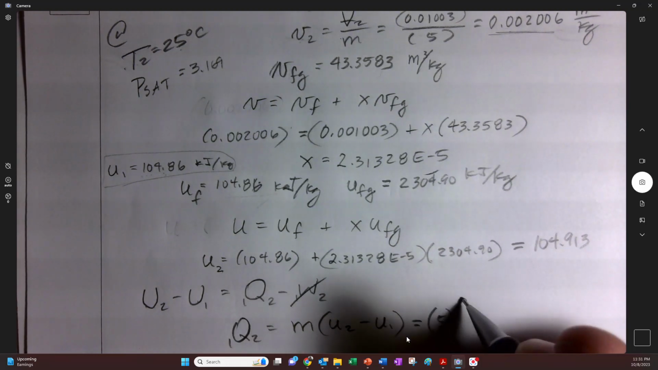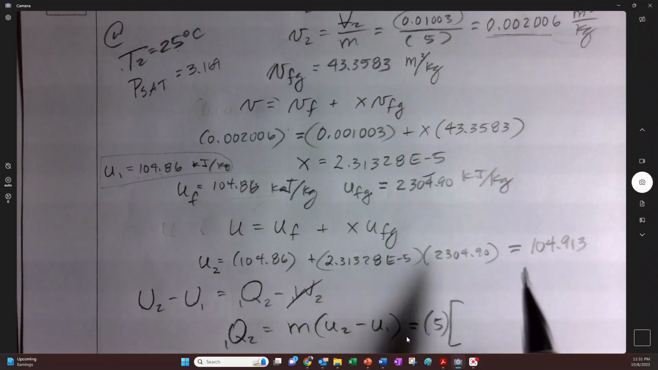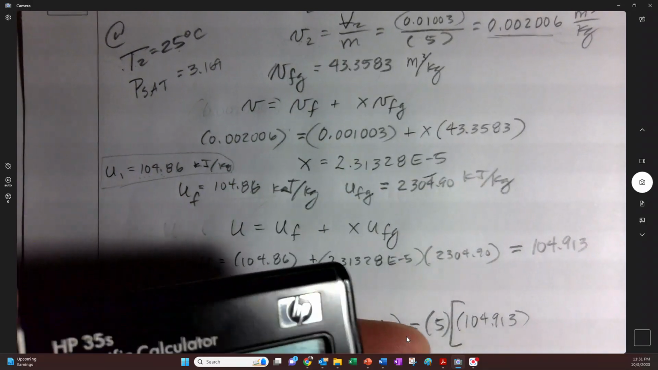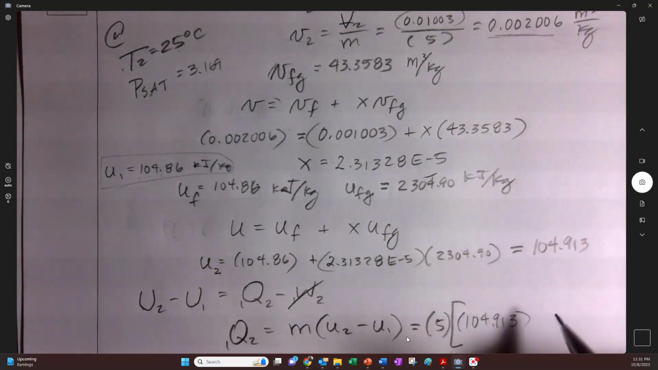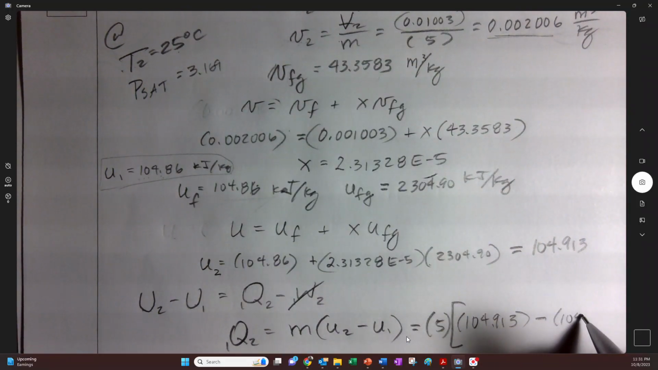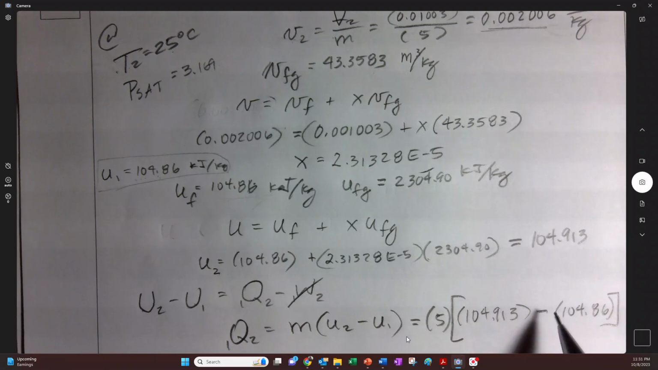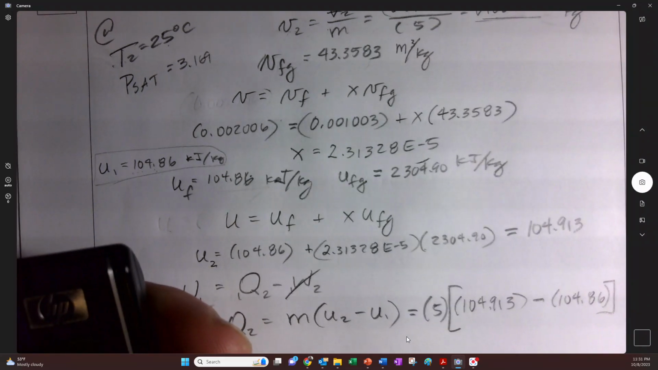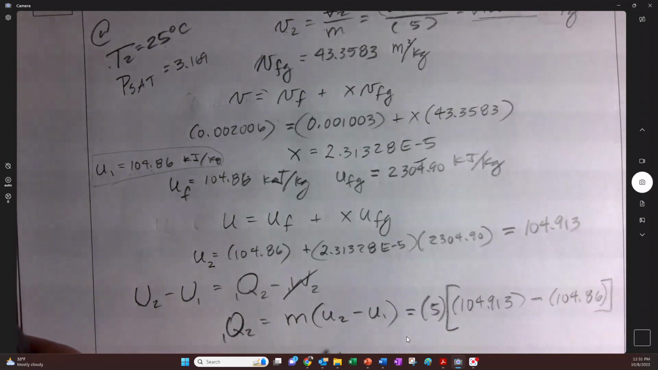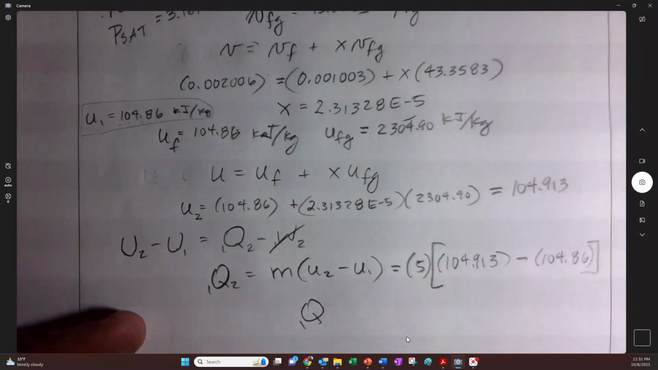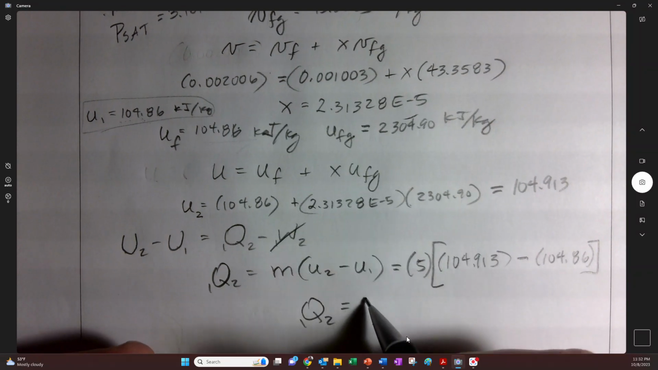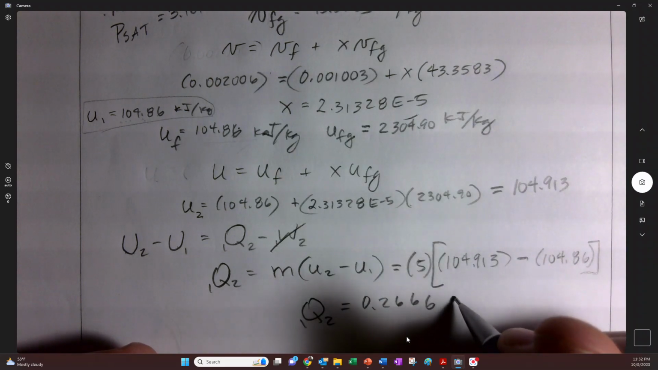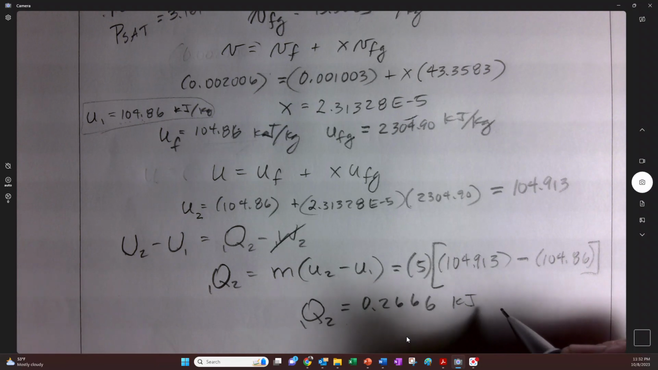So we had 5. Now here is where we needed our sig figs in a big way, because we're going to take this 104.913, and I still have all the sig figs stuck in my calculator without having dropped any, and subtract out the 104.86. See, there's not a lot of them there. So 104.86 subtracted, multiplied by 5. All right, and so you get Q12 of 0.2666, and these are going to be kilojoules. Is that right? Yep, kilojoules.